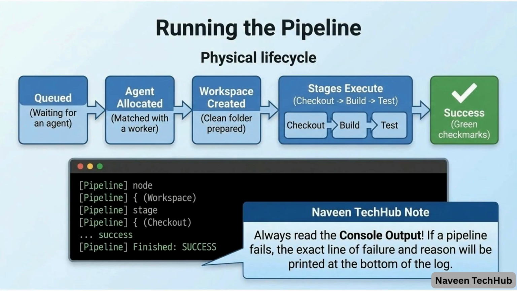Let's understand what physically happens when the pipeline starts. The job may first enter the queue while Jenkins waits for an available agent. Once an agent is allocated, Jenkins creates the workspace and begins running stages such as checkout, build, and test. One practical habit I strongly recommend is always checking the console output whenever something fails. Jenkins normally tells you exactly which command or stage caused the problem.